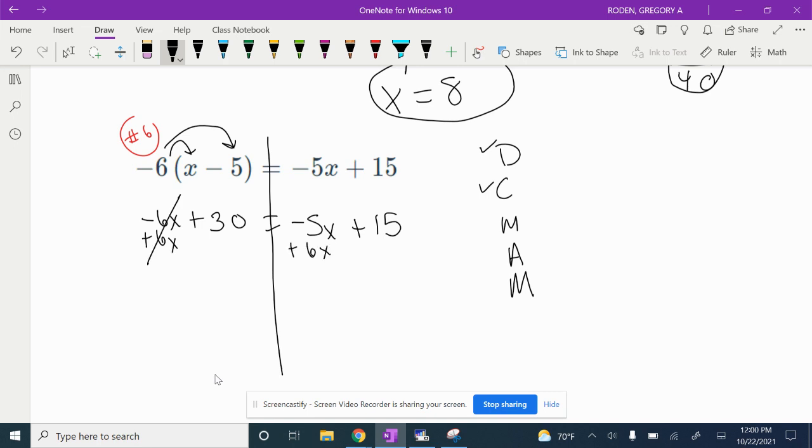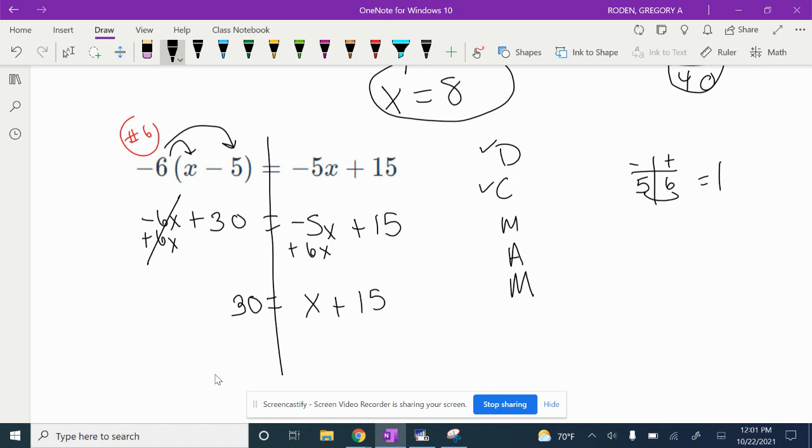Negative 6 plus 6x cancels out to 0, and now I'm left with just 30. So I get 30 equals negative 5 plus 6. So let's do our chart. Negative, positive chart. 5 is negative, 6 is positive. I subtract. 6 minus 5 equals 1, and the positive wins. So this is going to be a 1x, which is a spooky one. So I'll just say x plus 15.